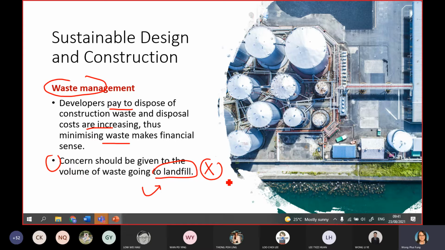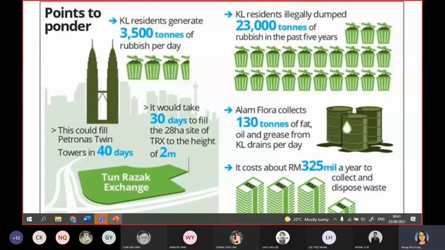But for Singapore and Hong Kong, whereby their land is limited and their population density is also very high, landfill is a major problem. That's why landfill is not good, because when we continue to send the waste to landfill, we are actually opening up a lot of land just to store all this waste, correct or not? So that's why landfill is not a good way. Okay, something for you to think about.